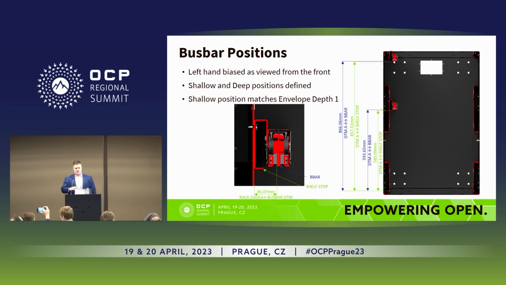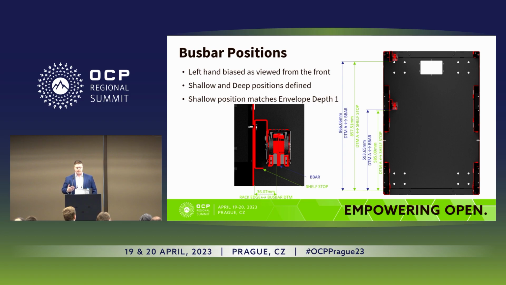The image there shows the two possible positions in envelope depth 2, which is the deep version. The one towards the front marries up exactly with envelope 1. So you can deploy standard, shallow equipment within this rack. That allows you a lot more space at the rear of the rack for data management, PDUs, cable ingress access, and cooling units. And then the deeper version is approximately 275 mil further back, but in the same width.